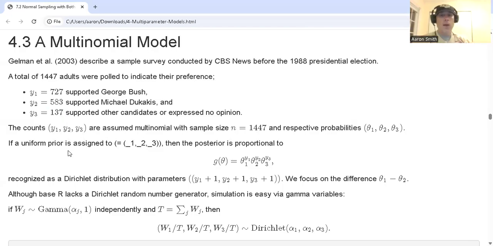So that is what we could use for a maximum likelihood estimate if we wanted to go the frequentist approach.